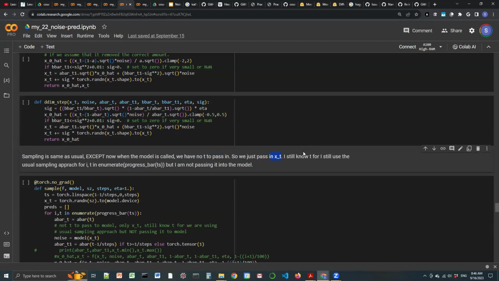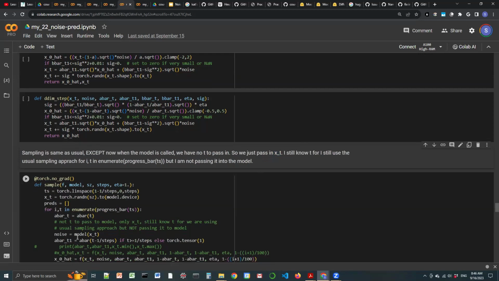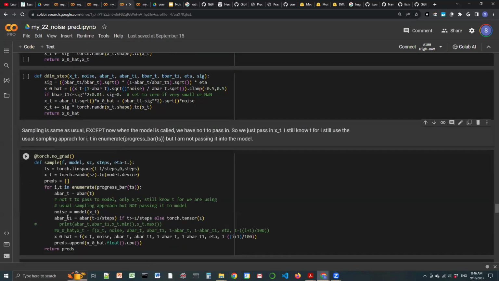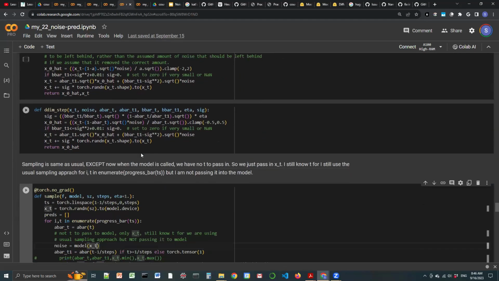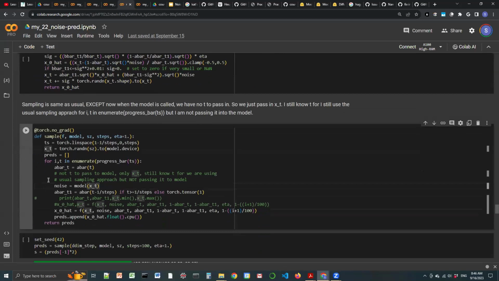So the point is he still knows the t, because when you do the enumerate over the progress bar time steps, you still know where you are on the time steps, but you just don't pass it to the model, because the model only takes the noise image. That's the single xt that's passed to the model. Of course, for the unit model, we just pass in the noise of 0 as the second value, because the model is set up to expect two values.